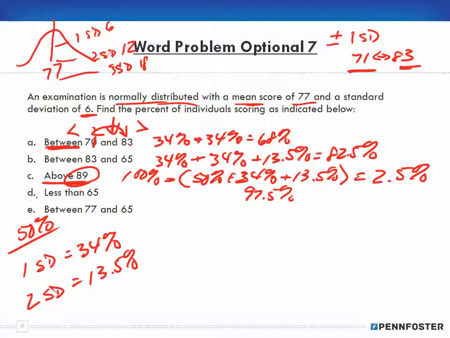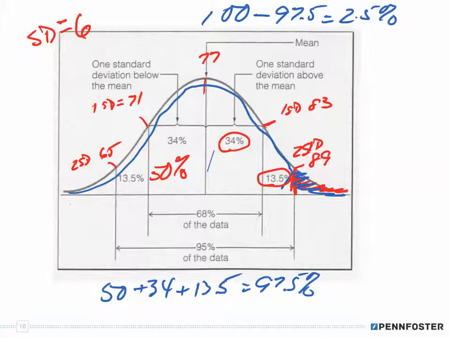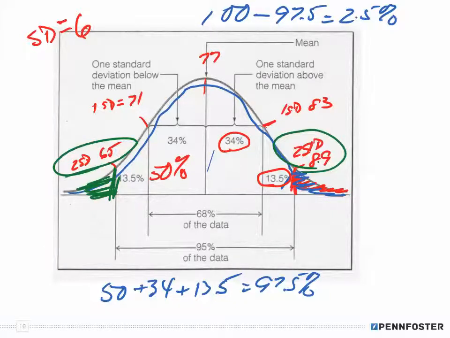Okay, and we're going to do the same thing here for D, which is less than 65. Okay, I just looked at it, and because I did the B and I did C, I know that D is exactly the same as 89. Why? It's just the opposite side of the spectrum. Here's our 65, and it's asking for less than. Well, 65 is 2 standard deviations, just like 89 was 2 standard deviations. Well, if the area above 89 is 2.5%, the area below 65 also has to be 2.5%, right? Because it's just the flip side of the same coin.